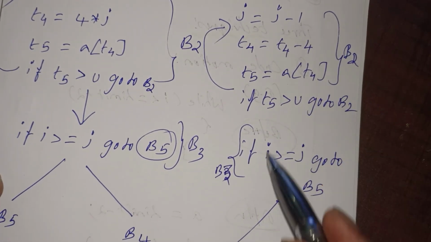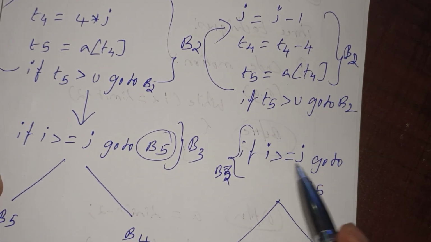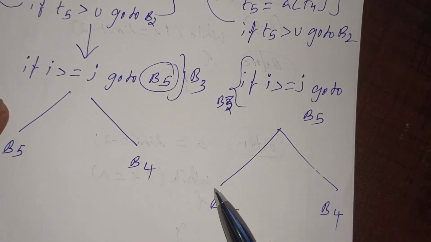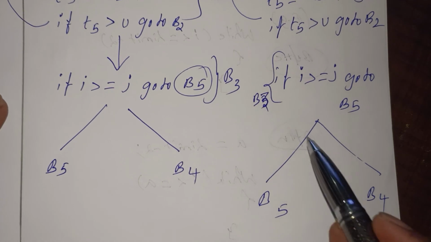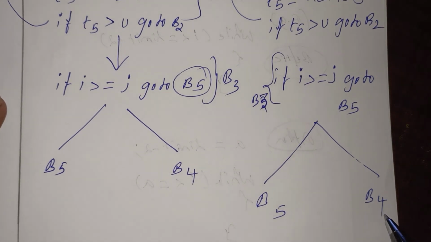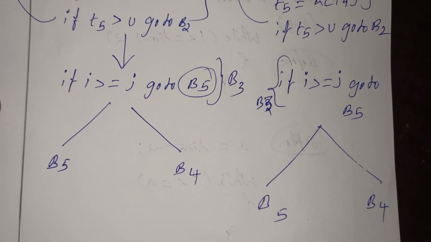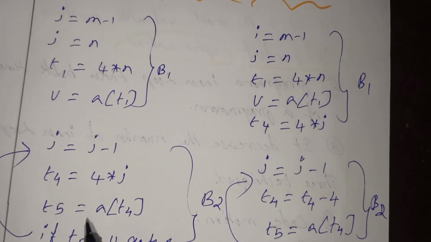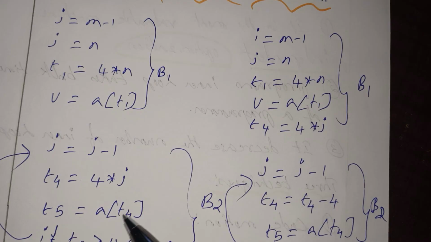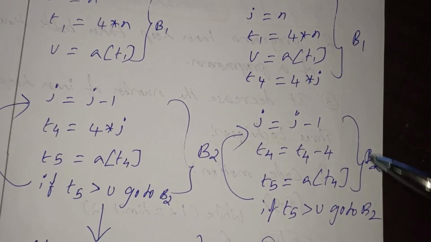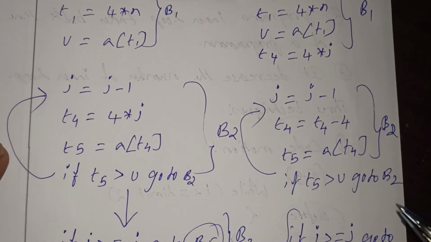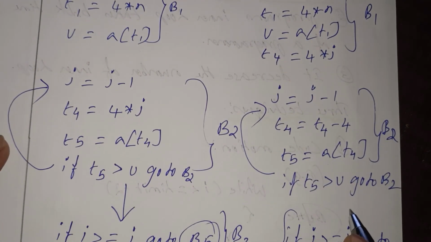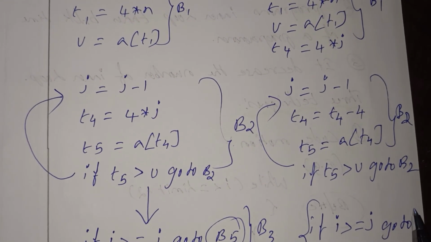If this doesn't happen, go to here. If I is greater than or equal to j, go to B5. This is the part which is going to have a positive result, or else it will check the else part, B4, which makes the loop more effective than the previous one. You can check this. It has a jump variant here, but it doesn't have a jump variant from block 1 to block 2. Okay, so this is how the induction variable elimination can be performed, right?